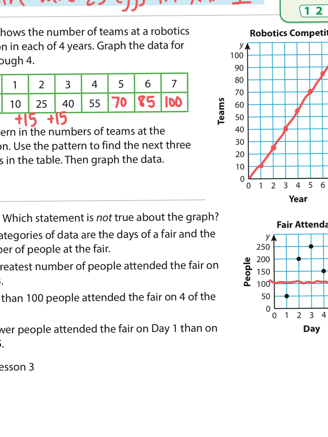It says 50 fewer people attended the fair on day 1. Well, how many attended the fair on day 1? 50. How many attended the fair on day 5? 100. So is it 50 fewer people on day 1 versus day 5? Yes. So the last one is true, which means C is the only one that is false. Again, here it says more than 100 people on 4 of the days. The part that makes this false is this part right here.